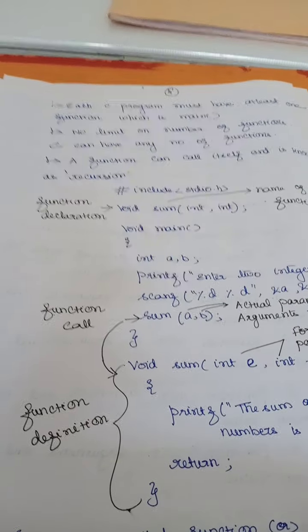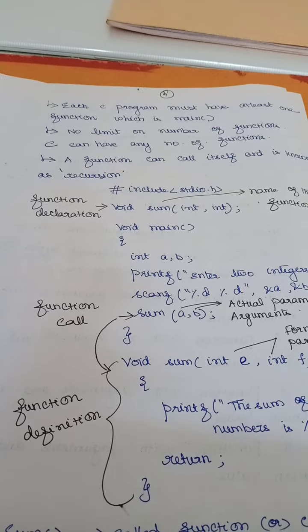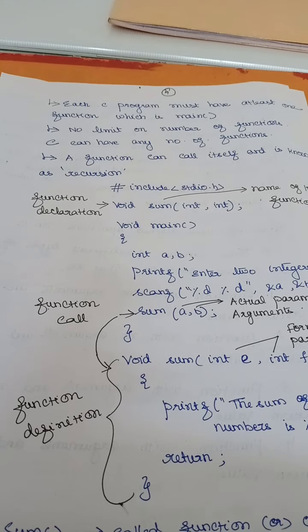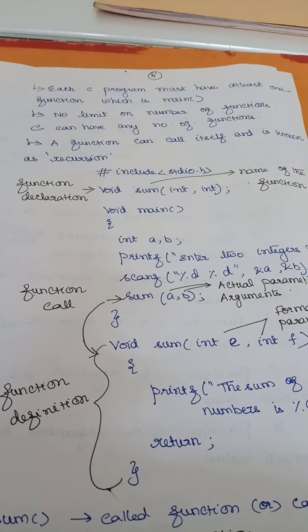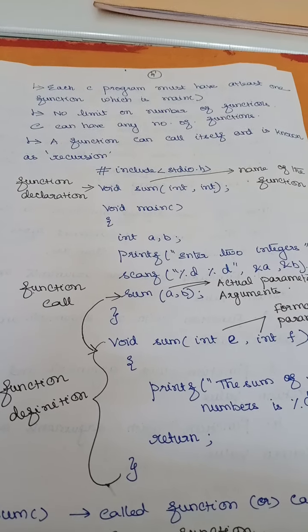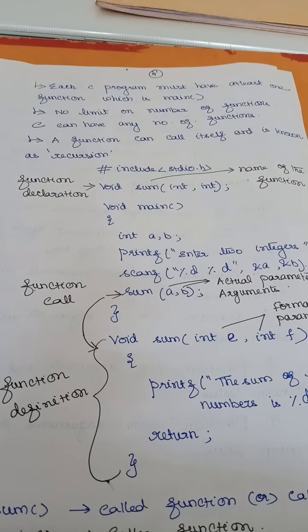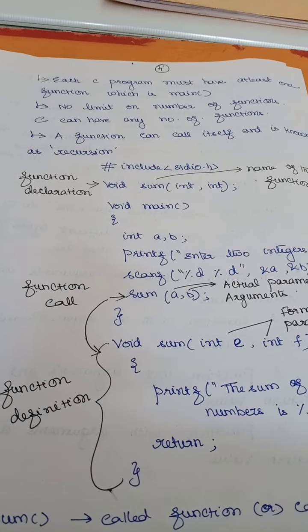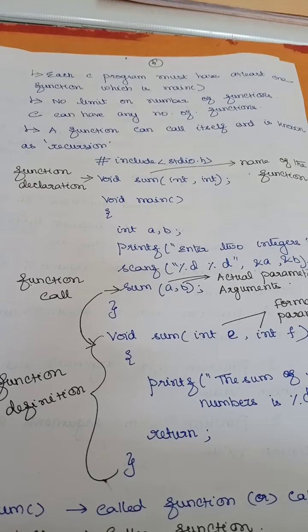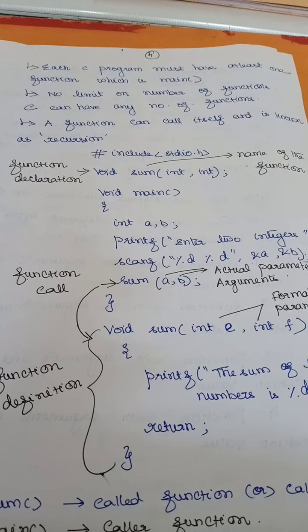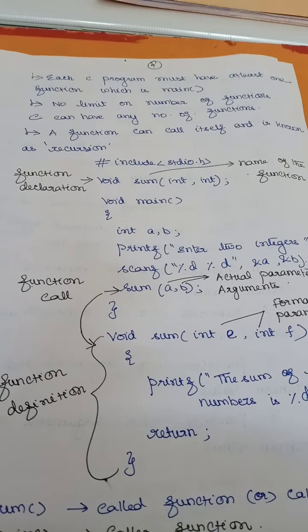Right. The next one, each C program must have at least one function which is main. That is what we have seen. And there is no limit on the number of functions. I can have any number of functions in my program. And whenever a function calls itself, then you call that a recursion. That we will see in the second part of your fourth unit, right?